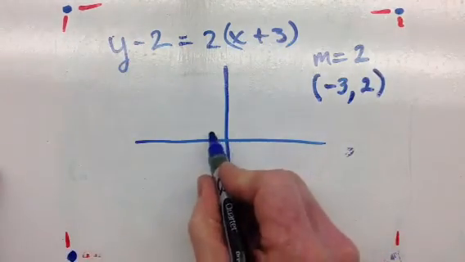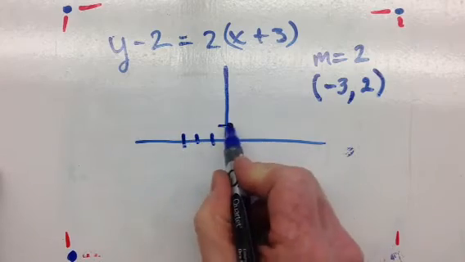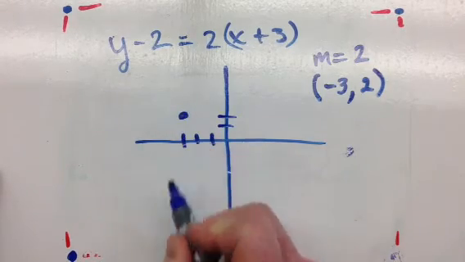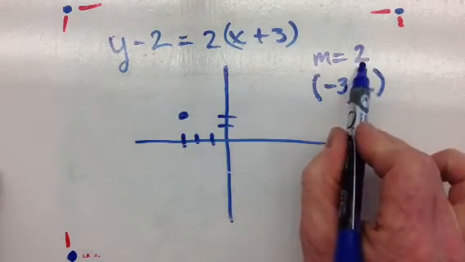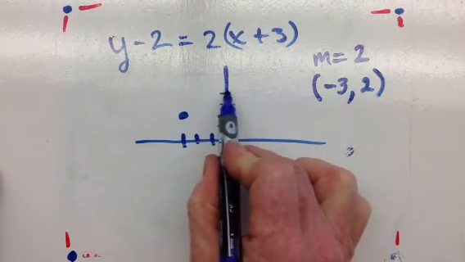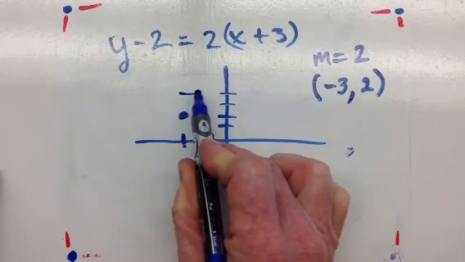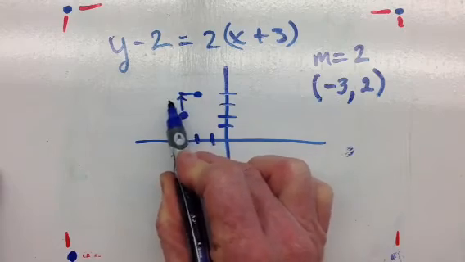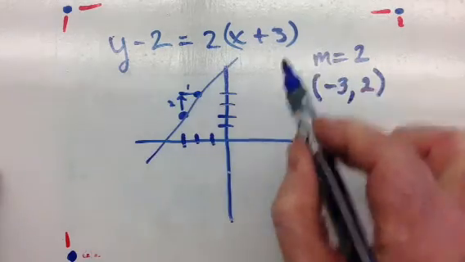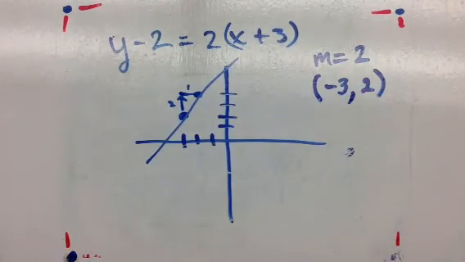So here's our point. We'd go over 1, 2, 3, and up 2. There's our starting point. I refer to it as a starting point, and then I use my slope. I'm going to go up 2, and over 1. Over 1, I connect those dots. So there's a lot of different things you can do with that.